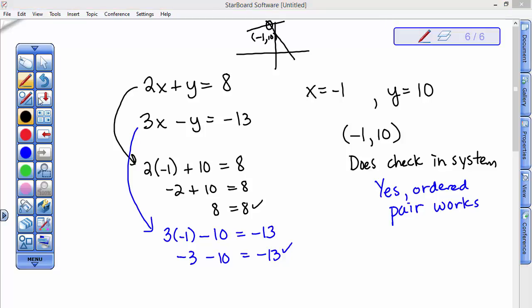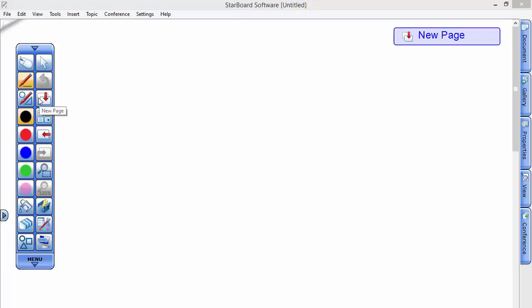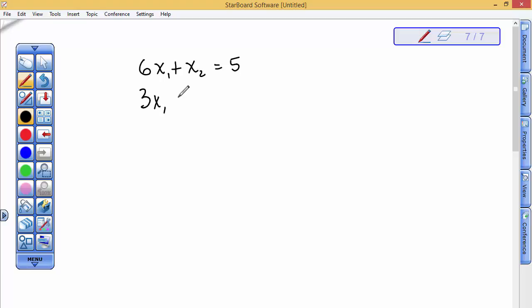Okay, let's do another one, because I'm pretty sure the next one that I picked does not work. So I'd like to use 6x sub 1 plus x sub 2 equals 5. I'm just wanting to use subscripts to get you used to that. And 3x sub 1 minus 4x sub 2, and I want to know if that equals -1. And then I want you to try x sub 1 equals 1 and x sub 2 equals -1 in both of these equations. So take a minute, hit pause, and see if they work.